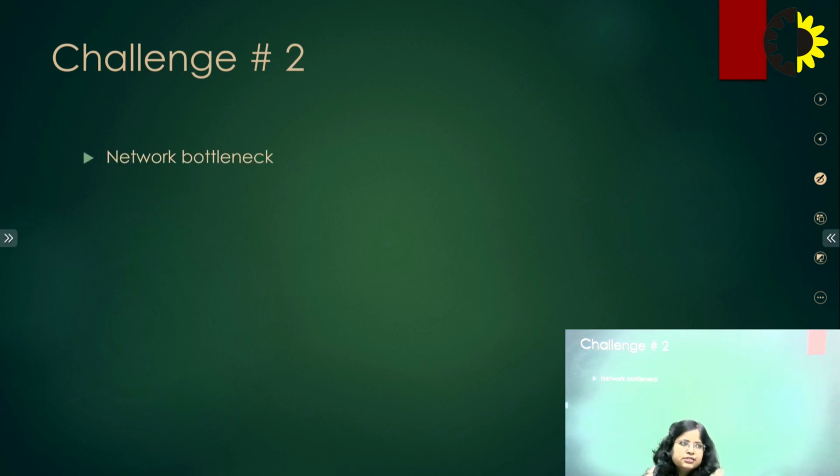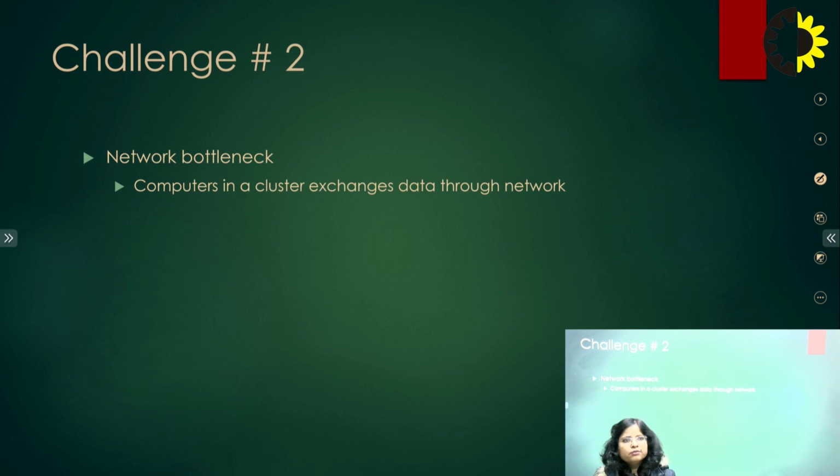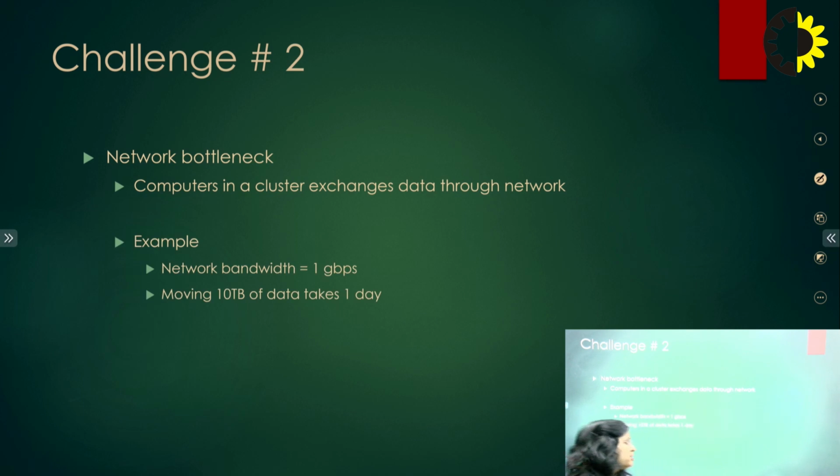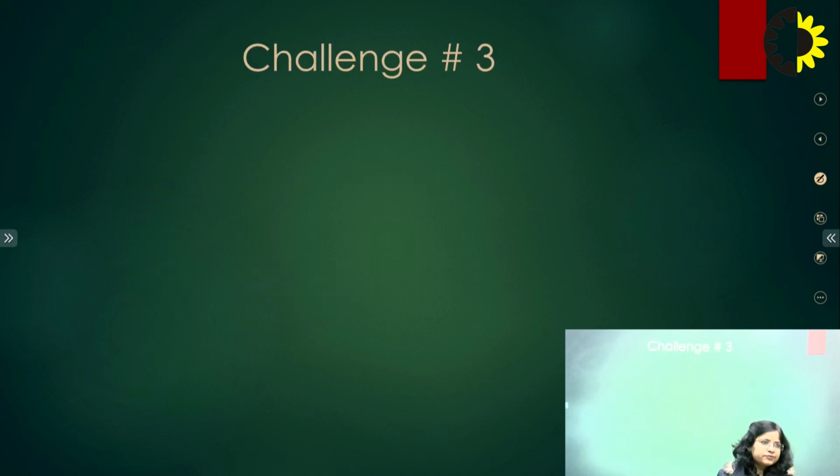The second challenge is network bottleneck. Network bottleneck means computers exchange data in a network, so it requires high bandwidth. Typically the network bandwidth is 1 Gbps, and moving 10 TB of data takes 1 day. If we are moving 10 TB of data from one computer to another computer, it takes around 1 day. So it is a challenge for cloud computing.